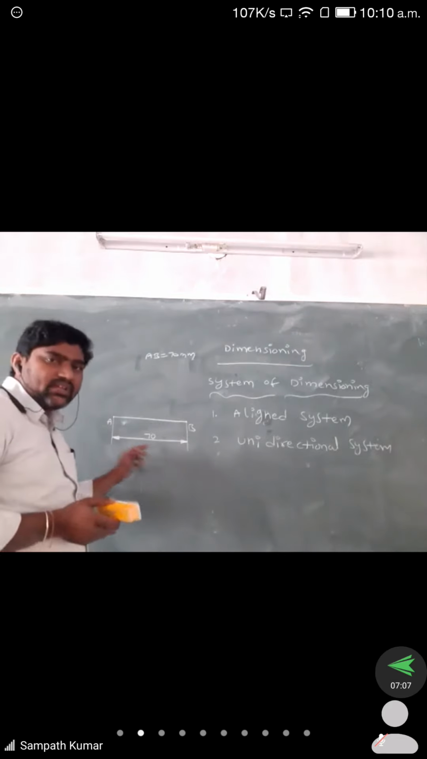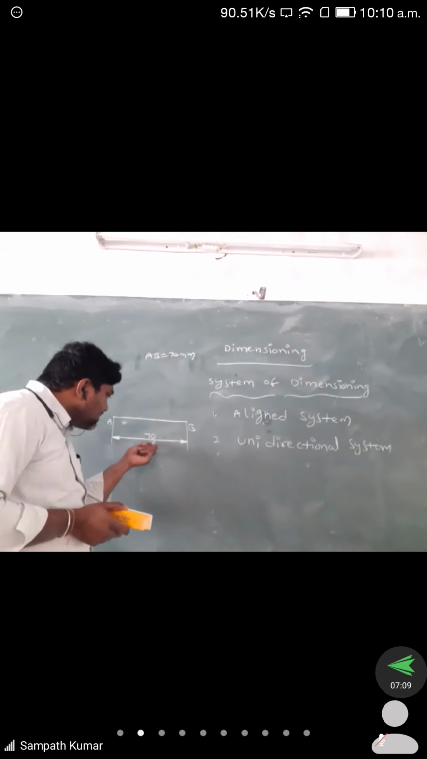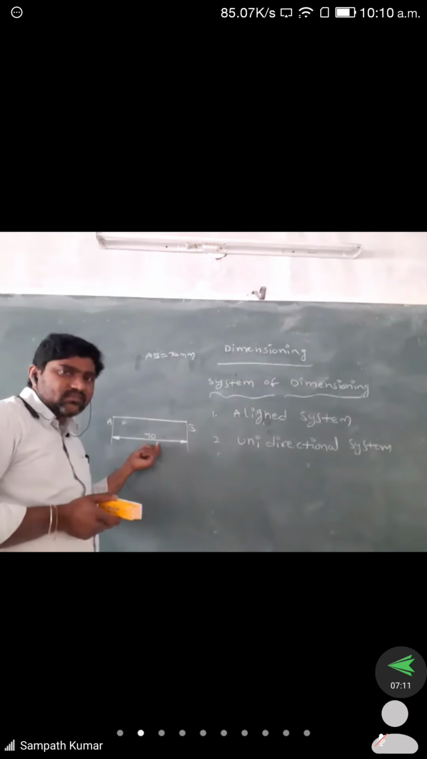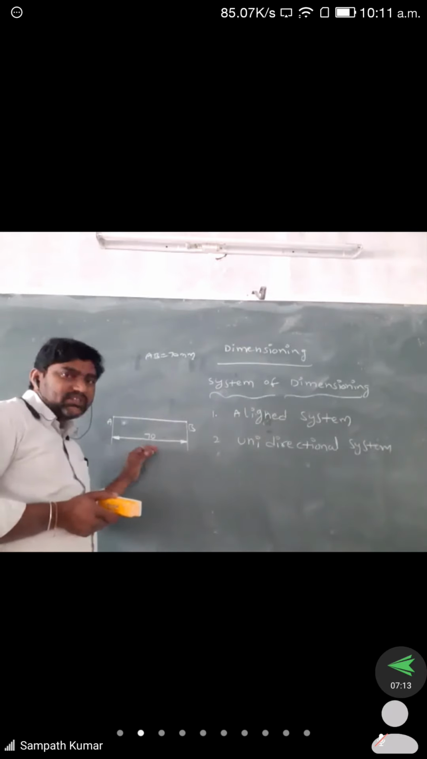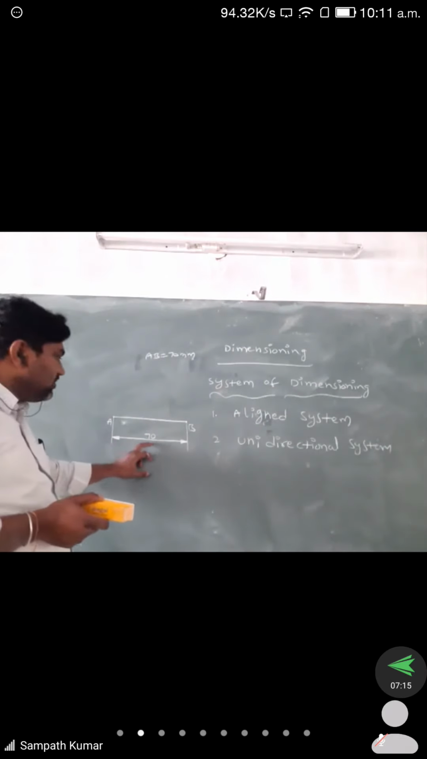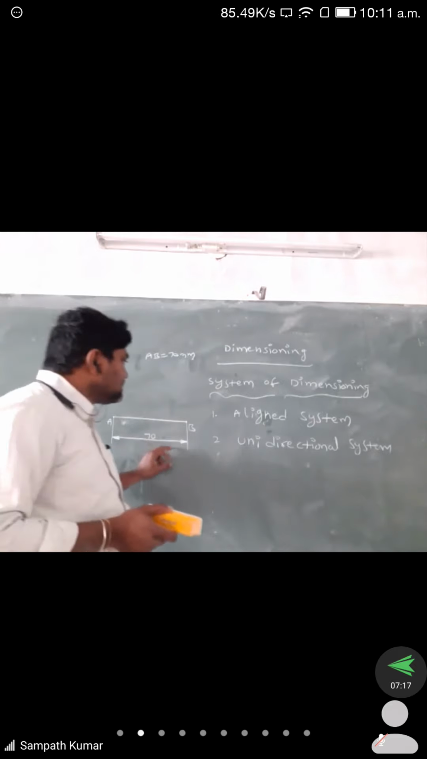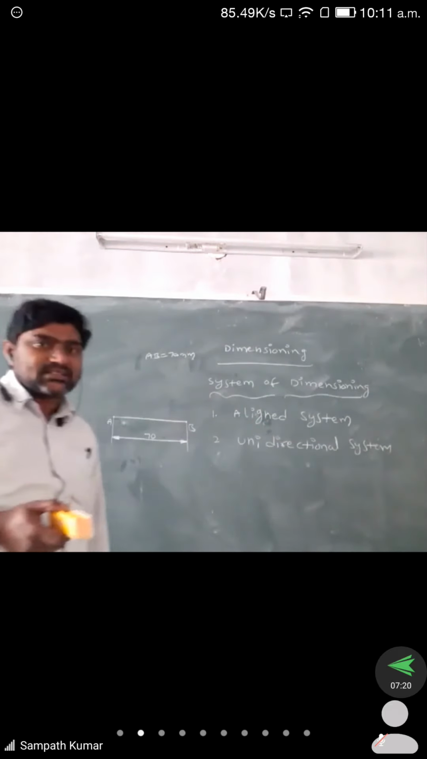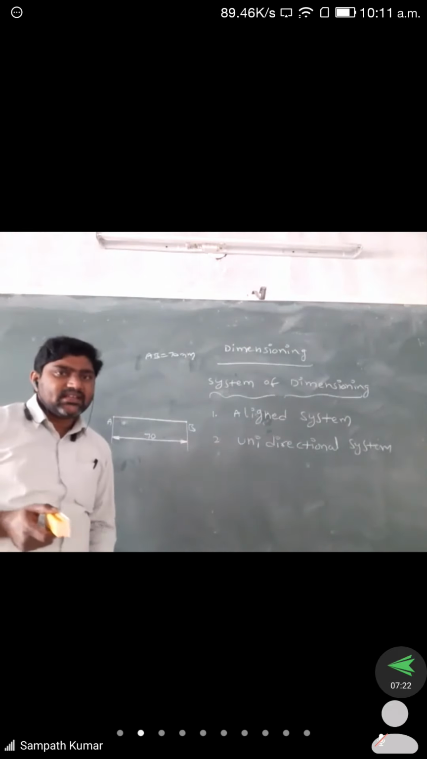The value is above the dimension line. Okay, the dimension line does not break. Okay, ఇక్కడ break అవుతుందా? Above the dimension line the value will be indicated. Okay, this system will be known as the aligned system.